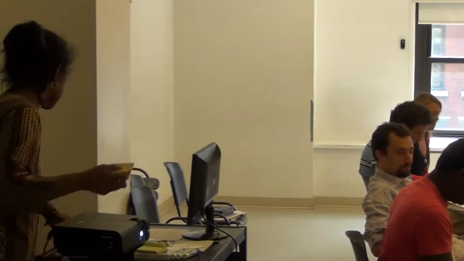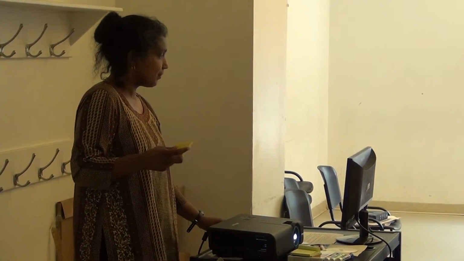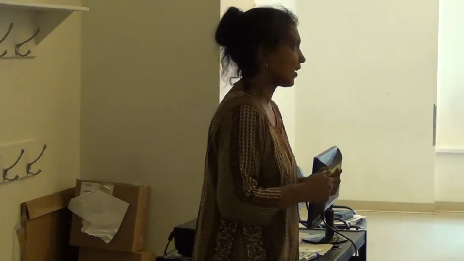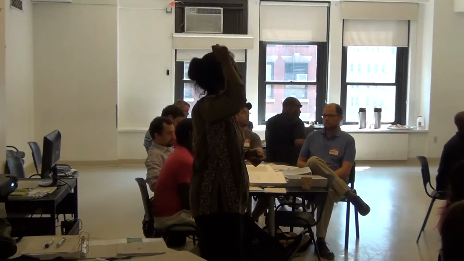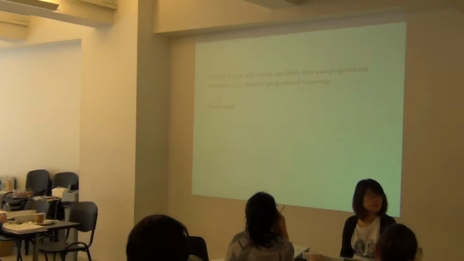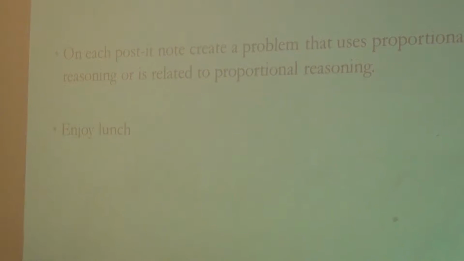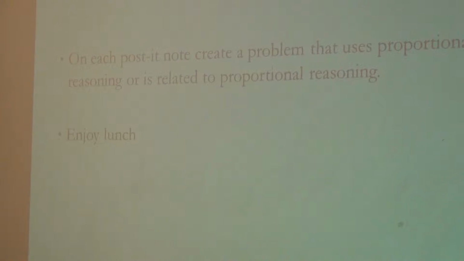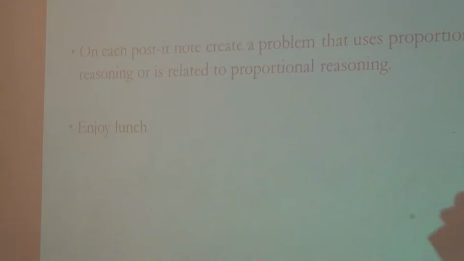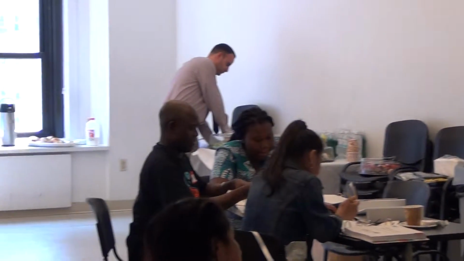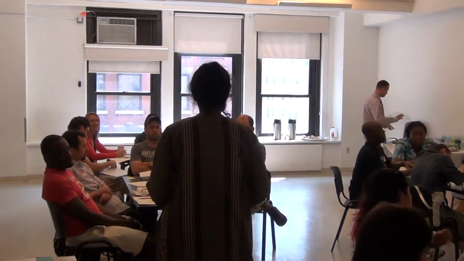Okay, so I think we've got some ideas we can think about further, but here's your next task for lunch. What I'd like you to do is create a problem that uses proportional reasoning or is related somehow to proportional reasoning. And since that just says 1, I'll just say 1, even though I gave you 2 post-it notes. Use 2 post-it notes if your problem is long. But that's what I'd like you to do: create a problem that has something to do with proportional reasoning. That's what we're shifting to after lunch.